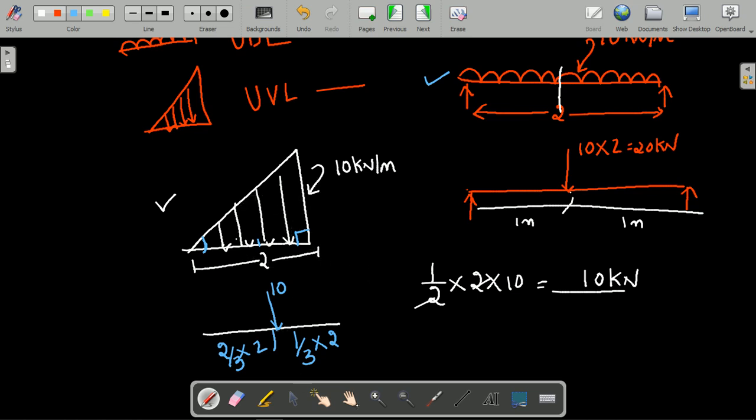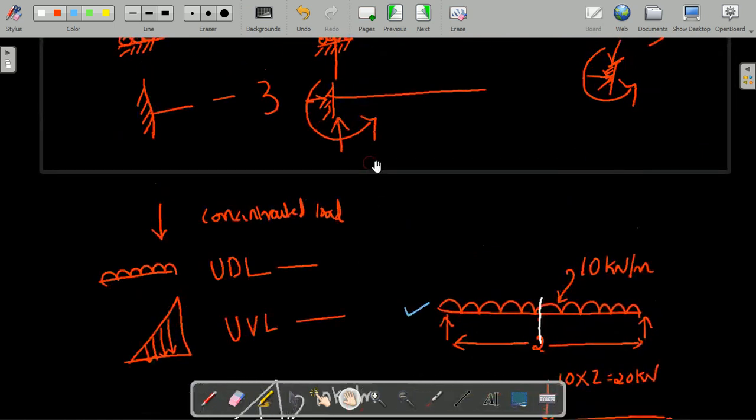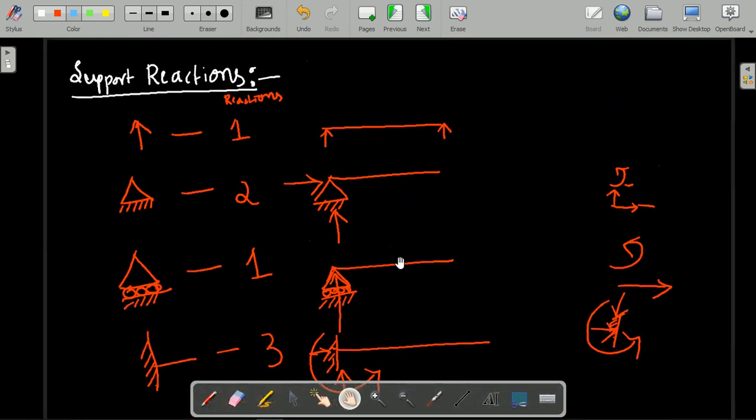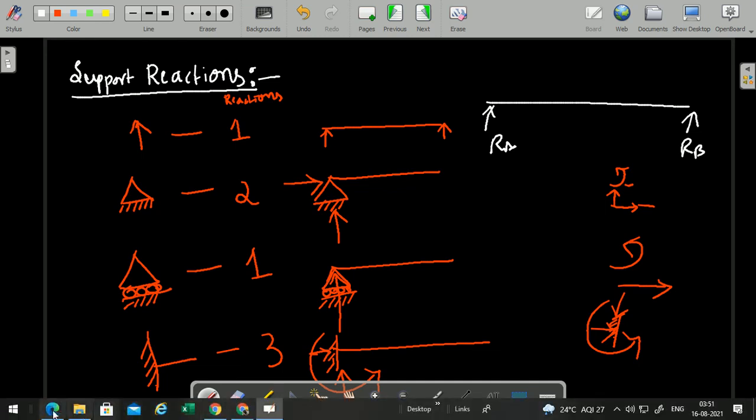So using the support reactions and using this conversion into point loads, that is UDL into point load and UVL into point load, you need to solve the problems on support reaction. There are different types of beams given along with different loading conditions. You need to find out the value of RA and the value of RB for the different problems. I have already explained these things, but I am explaining once again for a glancing purpose. So let us move to the problems we are going to see.